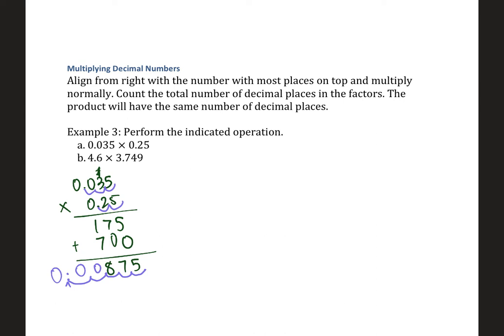For letter B, we have 4.6 times 3.749. Even though technically 4.6 is the bigger number, I'm going to put the one with the most digits on the top. 9 times 6 is 54. 6 times 4 is 24, plus 5 is 29. 6 times 7 is 42, plus 2 is 44. 6 times 3 is 18, plus 4 is 22.